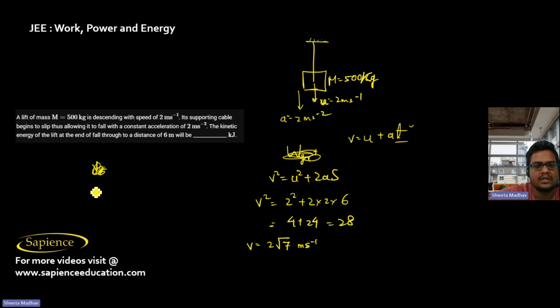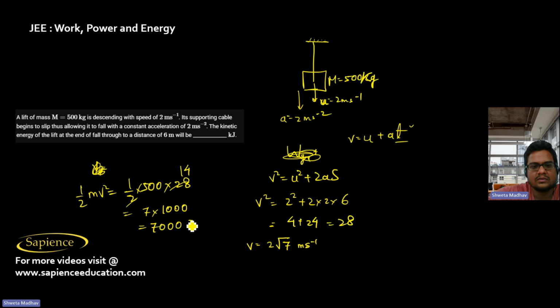So therefore the kinetic energy of lift at the end of the fall, that is half mv square. So that is half into 500 into 28. So 14 twos are 28, so 7 into 1000. So that is 7000 joule. So it is 7 kilojoule.